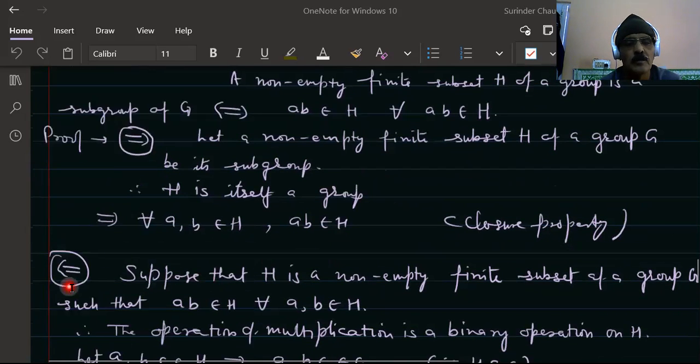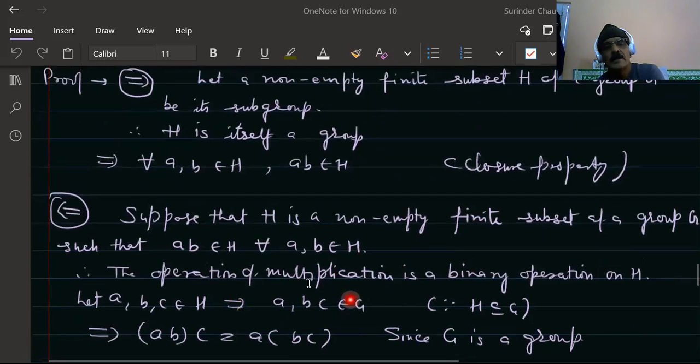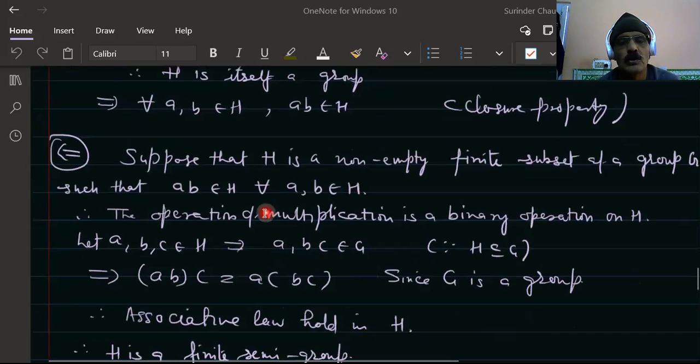Now the sufficiency part. Suppose that H is a non-empty finite subset of a group G, such that for all a, b belongs to H, a b belongs to H. Now our aim is to show that H is a subgroup, under the binary composition multiplication. Let's show H is a group. H is a subset of G, and G is a group, so the associative law holds in H.